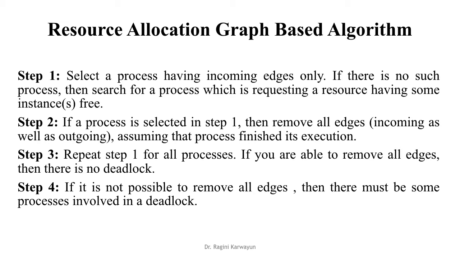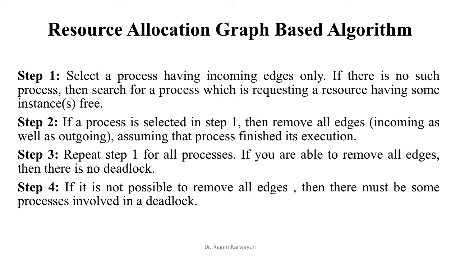So what we do is, we select a process having incoming edges only. If there is no such process, then search for a process which is requesting a resource having some instances free. So first, in the resource allocation graph, we will check whether a particular process has only incoming edges. All incoming edges means that particular process has all the resources it needs for execution. It is not requesting any resource, so it can finish its execution. So first we will check for a process that has only incoming edges.